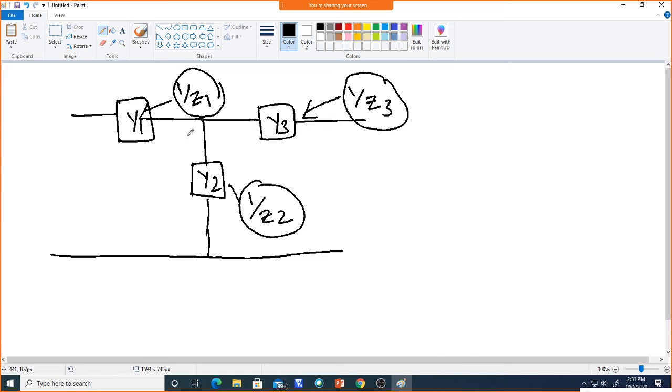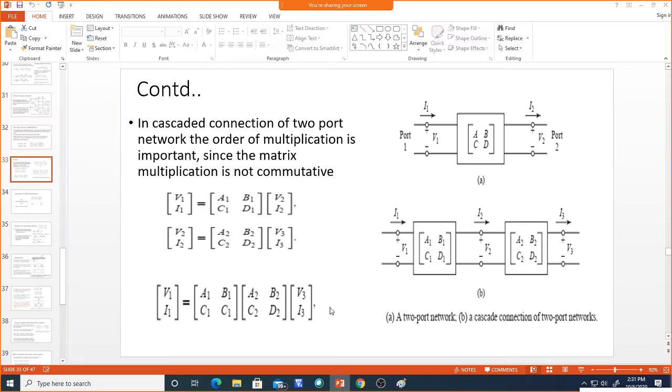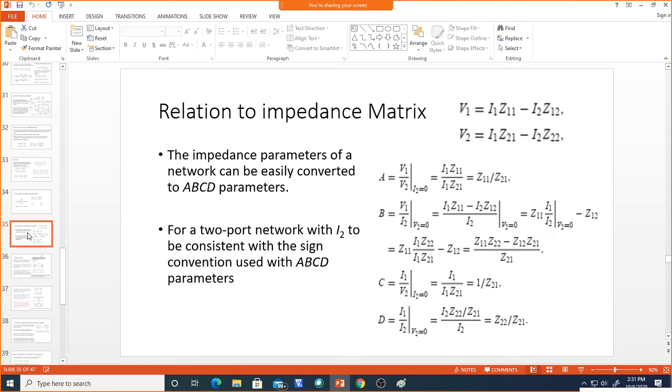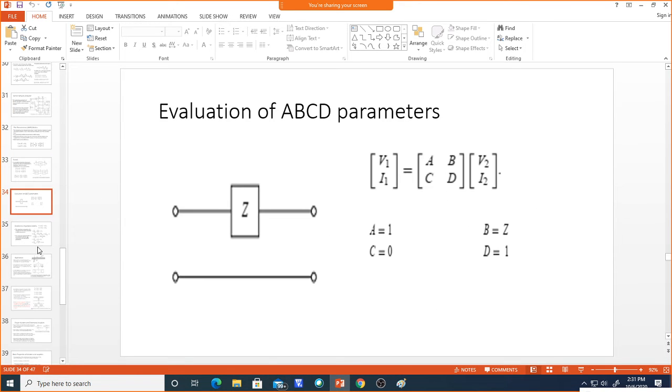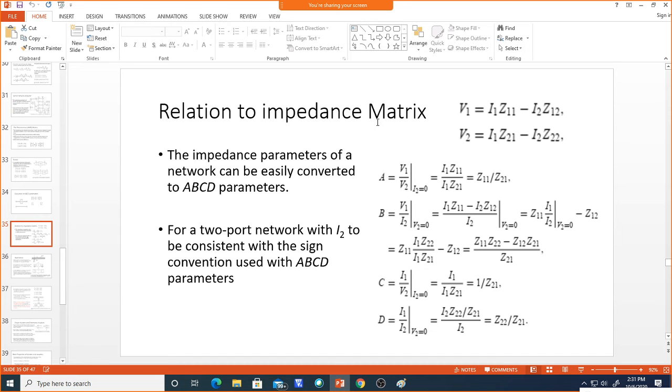So try to do this one on your own. We'll continue. This is about the ABCD matrix, which will be very useful whenever you have a cascaded connection of two or more two-port networks. Now, what is the relation between the impedance matrix and the ABCD matrix?